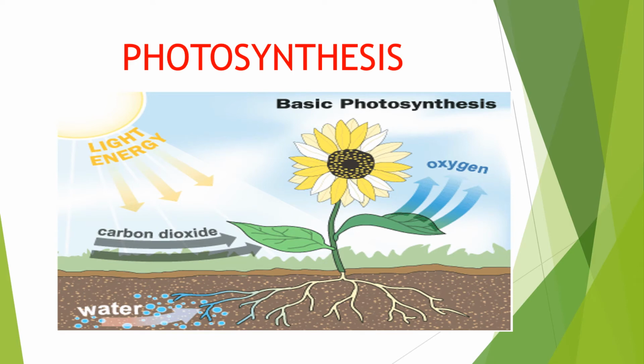Photosynthesis process can be explained by the help of this picture. Plants utilize the light energy and take carbon dioxide from air, water from the soil, and they have chlorophyll inside, with the help of which they form carbohydrates and release the oxygen into the air.